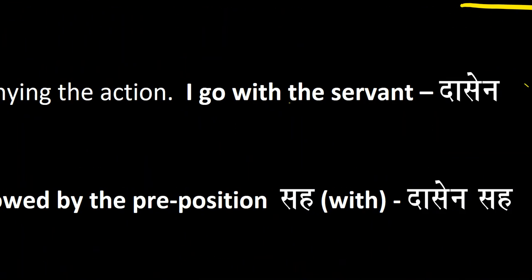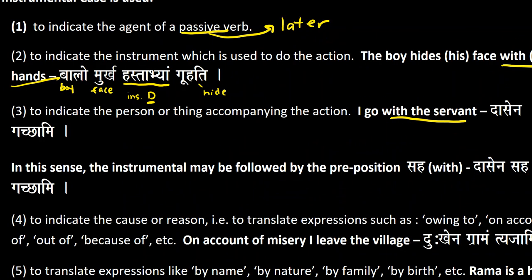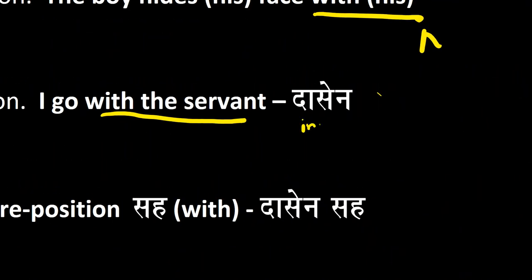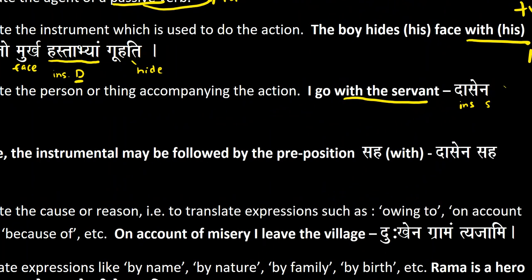So: I go with the servant. Dasena gachami is the example sentence. Gachami is I go. Dasena is instrumental singular, and that is with the servant. So Dasena is with the servant. I go with the servant.